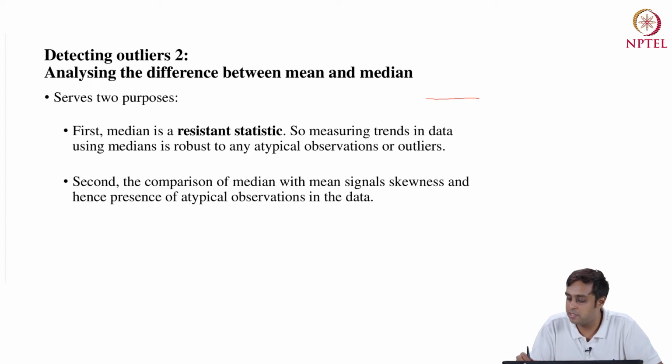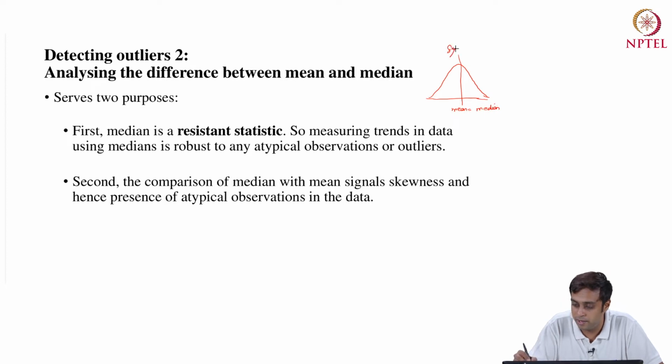So if you have a symmetric distribution, like a bell curve for a normal distribution, your mean and median are going to be exactly the same. For a symmetric distribution, mean is equal to the median, right? So that is the symmetric distribution.